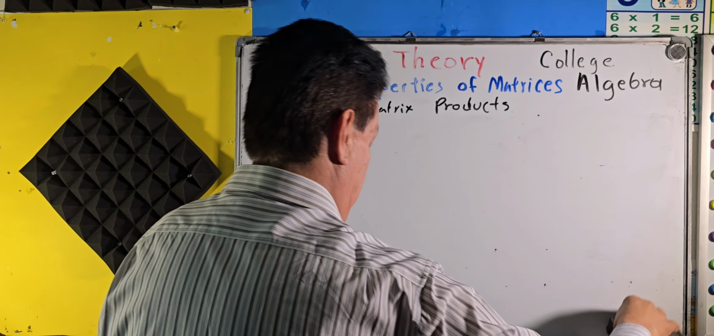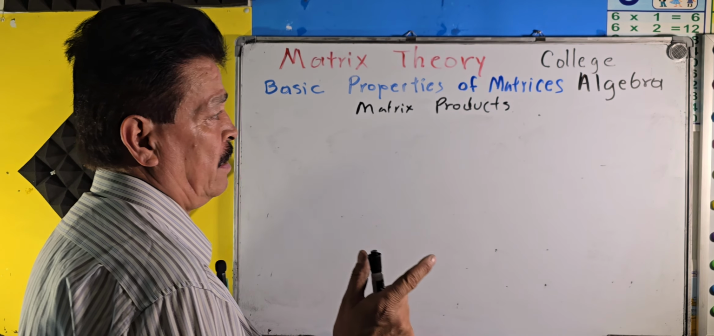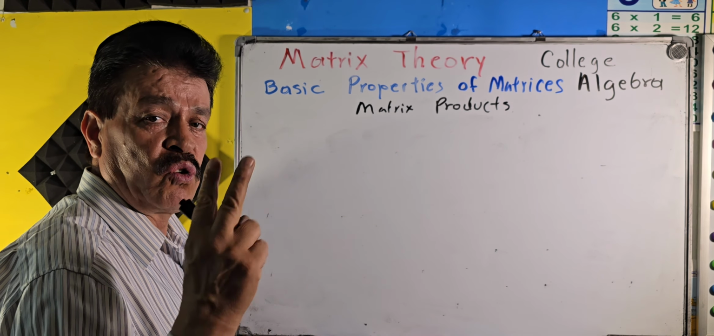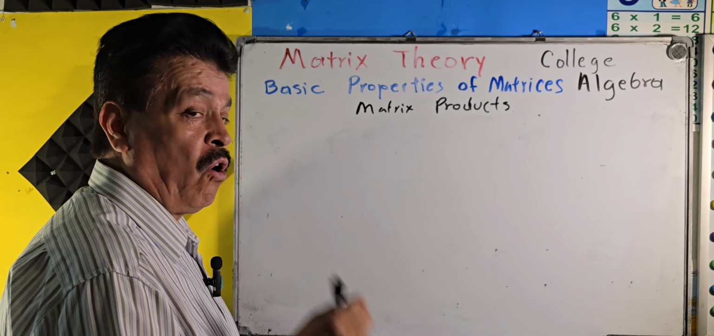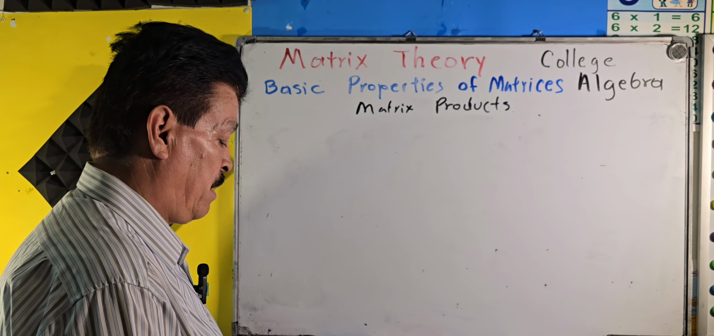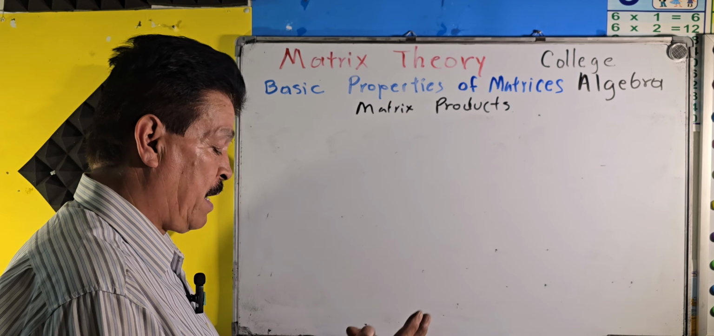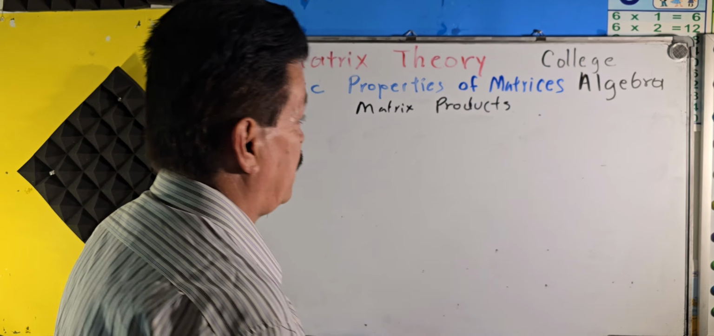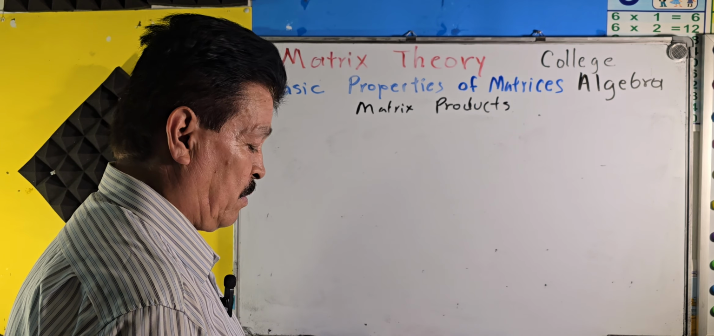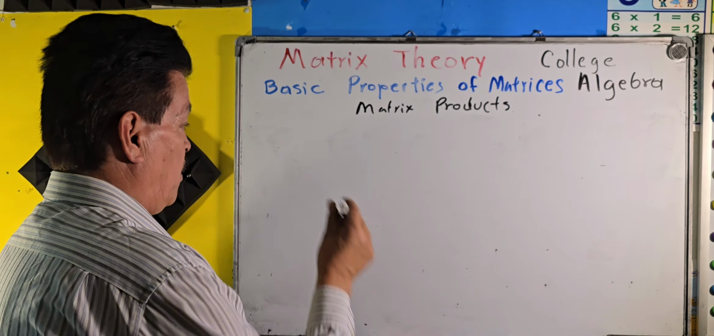It's the same rule. Two matrices can be multiplied only if the number of columns of A is the same as the number of rows in B. All right, it's the same rule. So let's solve another example.